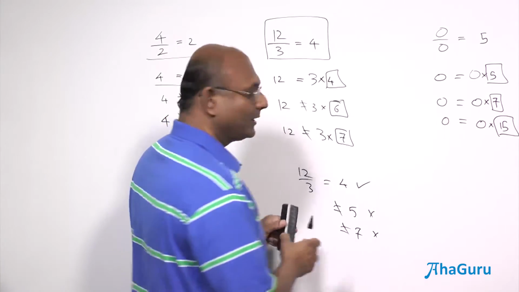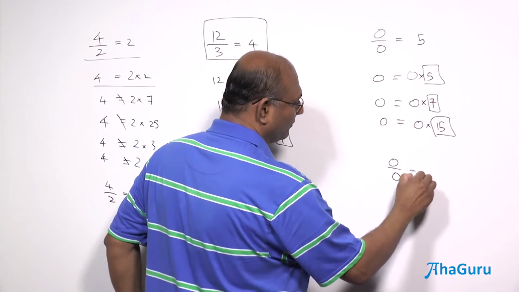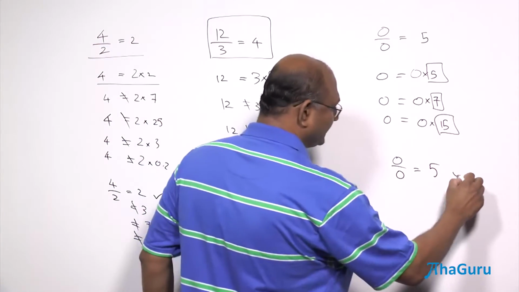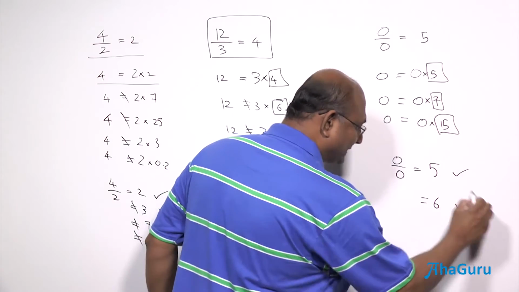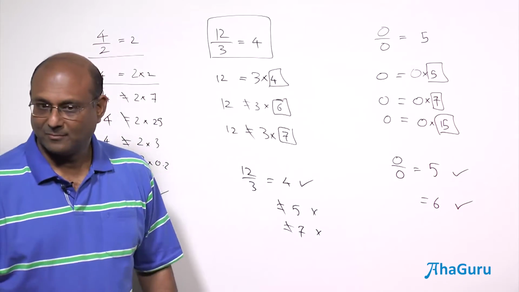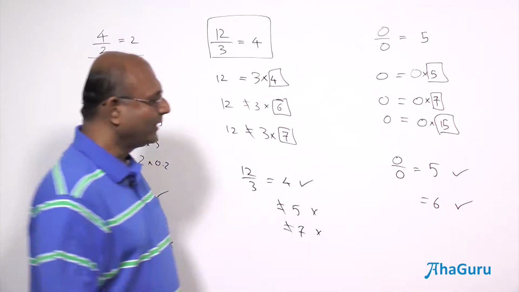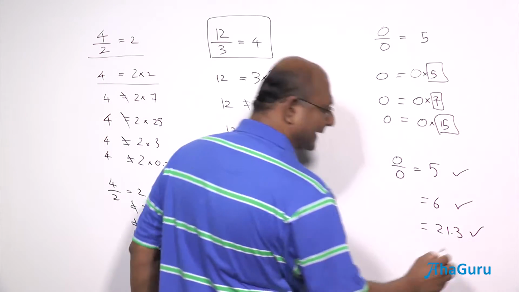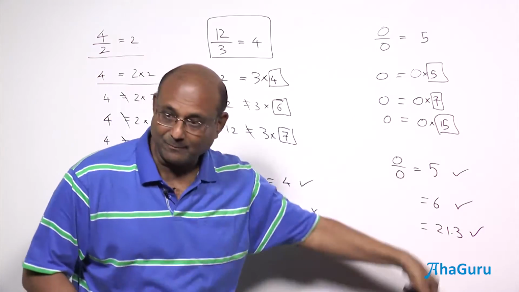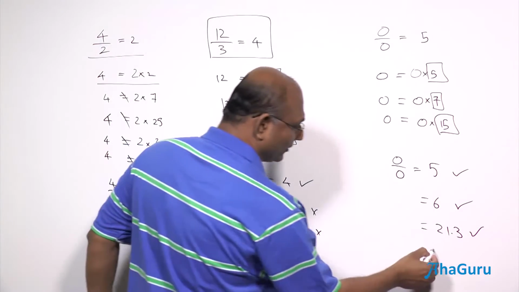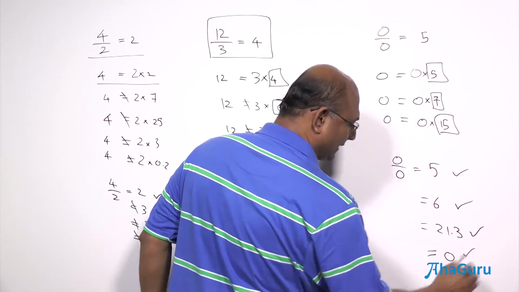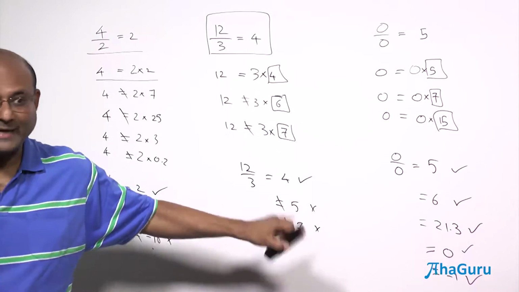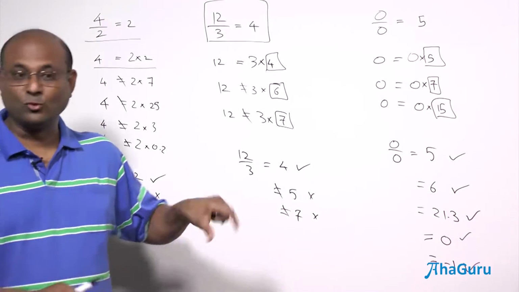But with 0, if I ask you is 0 by 0 equal to 5, you can say yes. If I say is it equal to 6, you can say yes again, because 0 into 6 is 0. And if I ask you is it 21.3, it is again a yes. In fact, any number you choose is a yes, including 0: 0 into 0, yes. Minus 1, yes. Too many yeses. The problem is not that you don't have an answer. The problem is we have too many answers.